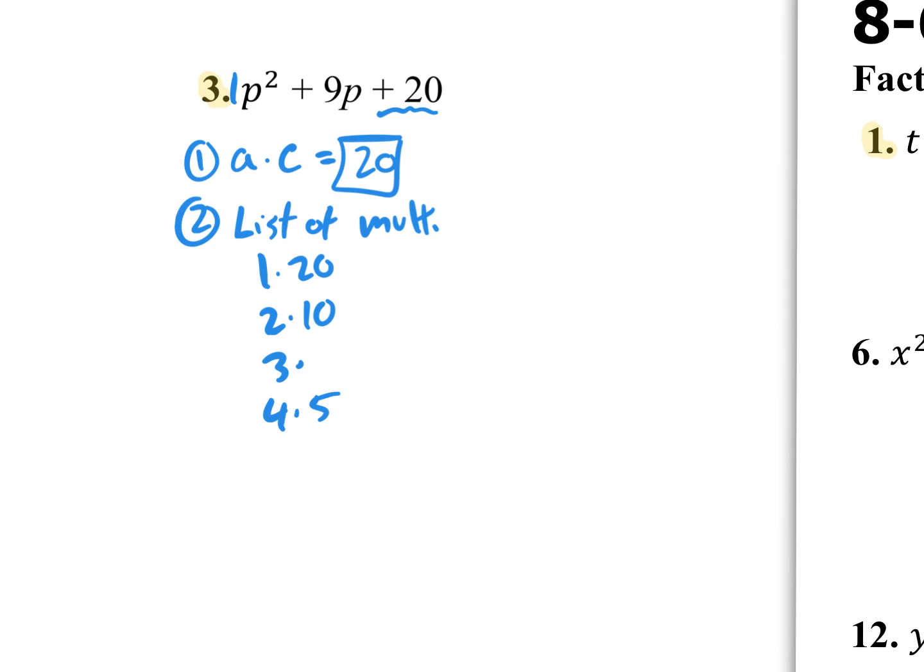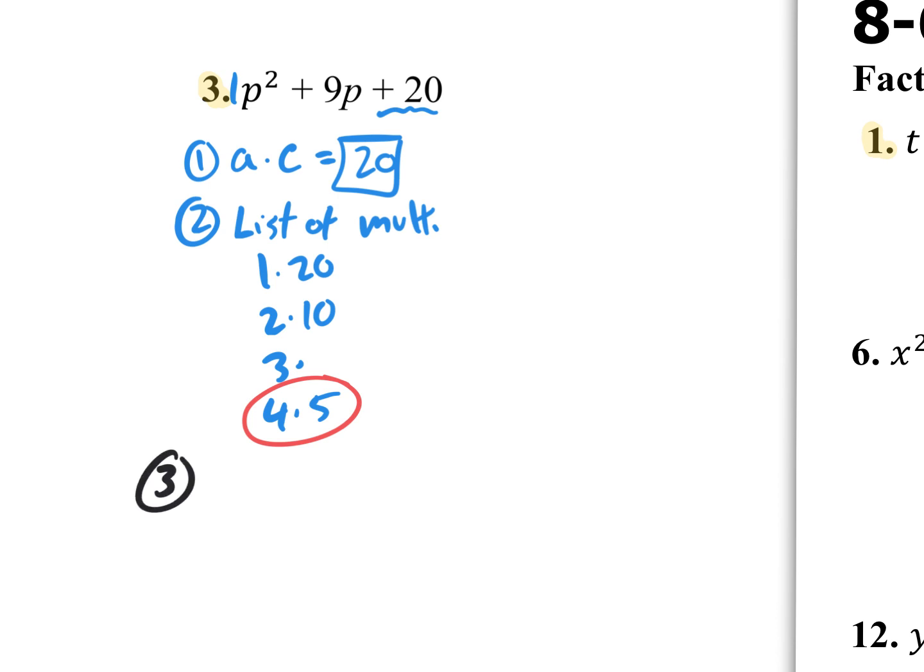Now, the question is, which of these pair of numbers, when I combine them, gives me the middle value 9x, or in this case, 9p? Well, 20 plus 1 is 21. That's not a 21. 2 plus 10 is 12. That's not a 12. 4 plus 5 is what? 9. And that is a 9. So what pair of numbers is the answer for step 2? This pair of numbers. And you don't change anything, right? Because a positive 4 plus a positive 5 is that positive 9. Now, if this would have been a minus 9, then yeah, I would change that to a negative 4 and a negative 5. But it's already ready to go. Then we can move on to step 3.